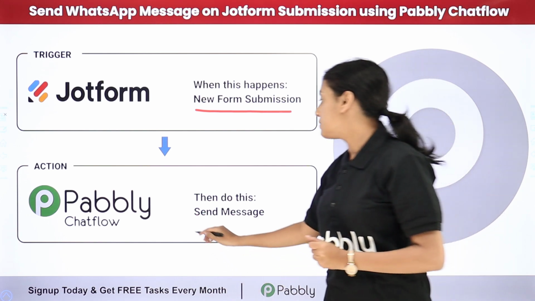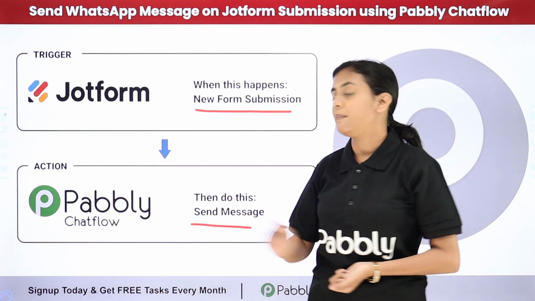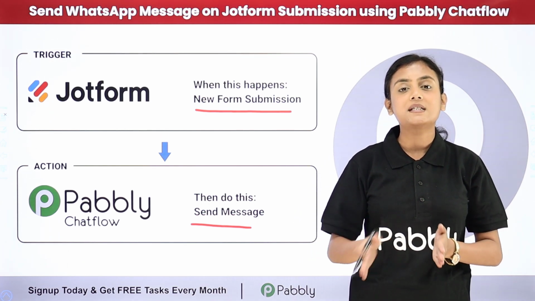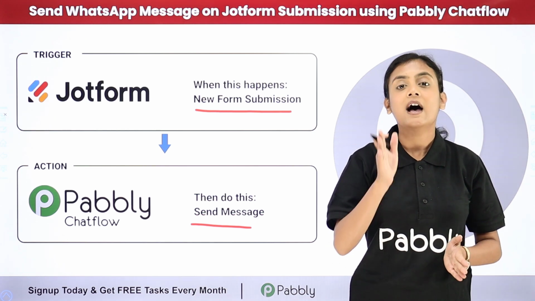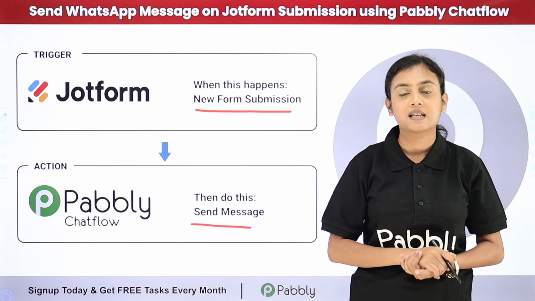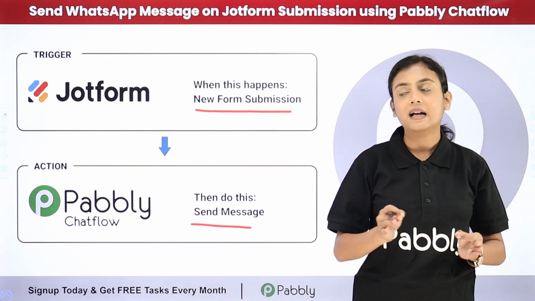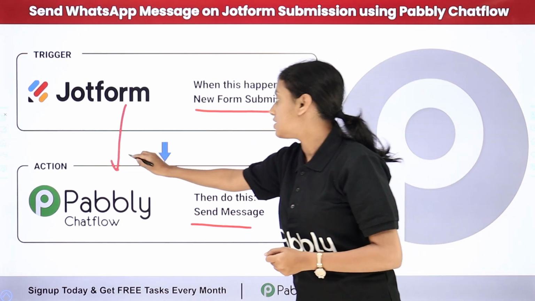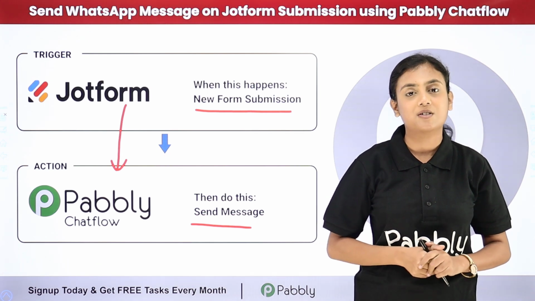towards the lead, I want to send a WhatsApp message and I'm going to send the WhatsApp message using Pabbly Chatflow. Pabbly Chatflow is an amazing newly launched product by Pabbly that helps us to create efficient conversations between us and our customers via WhatsApp messages. And in this video, I am going to tell you how you can build the connection between Jotform and Pabbly Chatflow with the help of Pabbly Connect, which is an amazing automation and integration software.